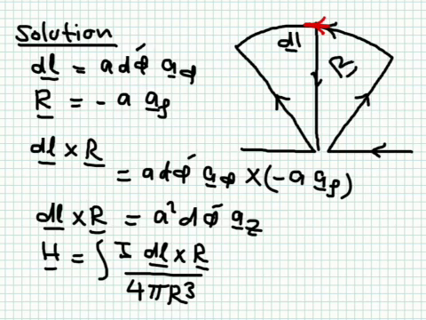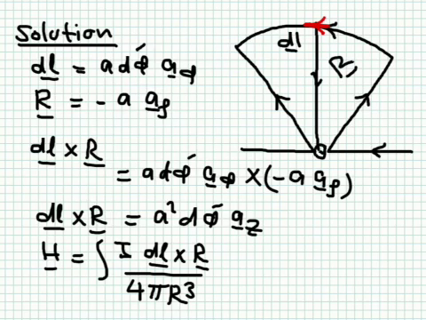Now when you take the cross product between dl and r, a φ cross a ρ will give you minus a z, but I have a negative sign, so I get a squared dφ' in the z direction. This is the expression for dl cross r. Then the magnetic field at the center: we know now that the magnetic field is in the z direction, which is a good sign.